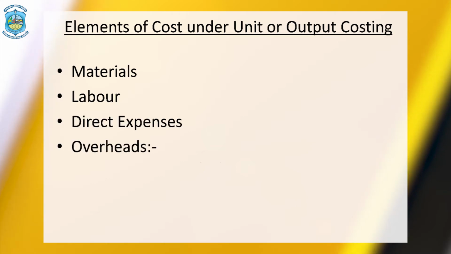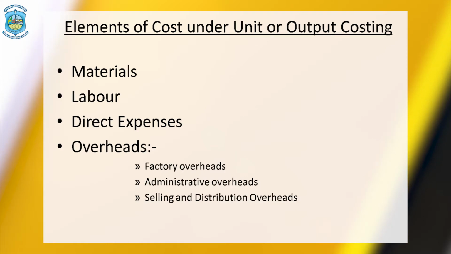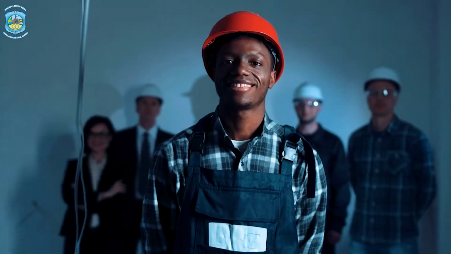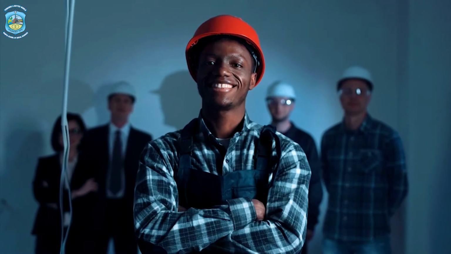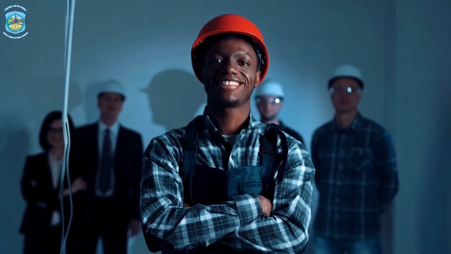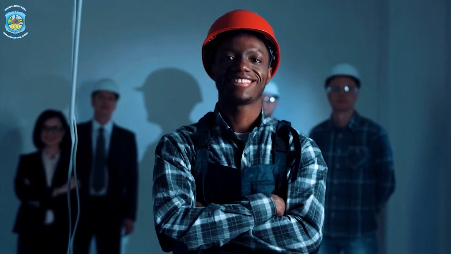To manufacture a small pen to a big helicopter, we require material. Without raw material, we are not able to produce any article or commodity. So, the entire amount of expenditure incurred on material is the first element of cost under single unit or output costing. Second is labor. This material cannot be converted into finished goods without applying labor on it. We require certain people who are going to convert raw material into final product. So, the entire amount of wages paid to the labor is the second element of cost, which we call labor cost. And the third one is expenses.